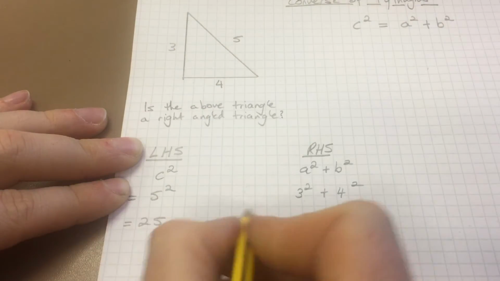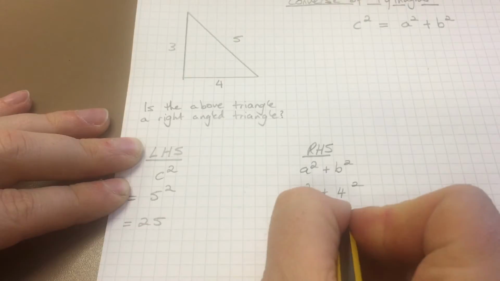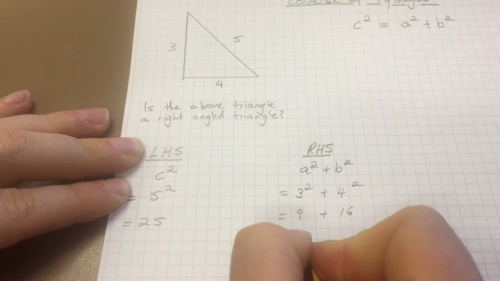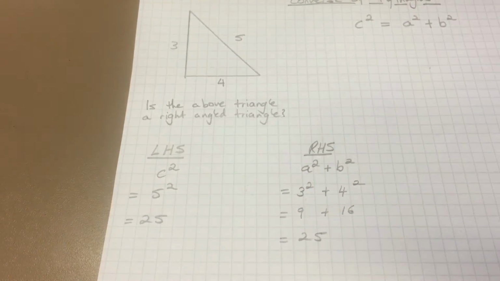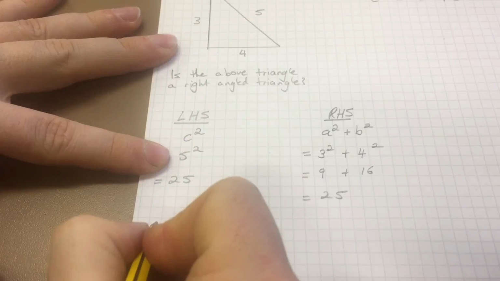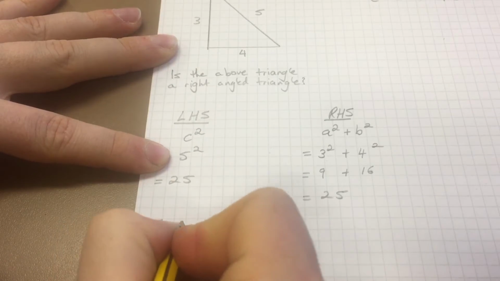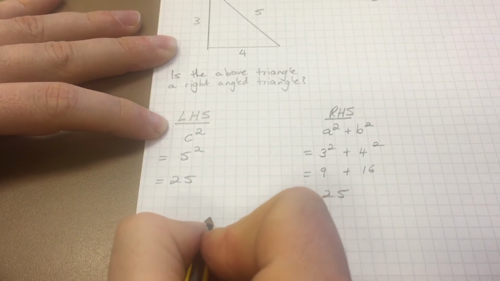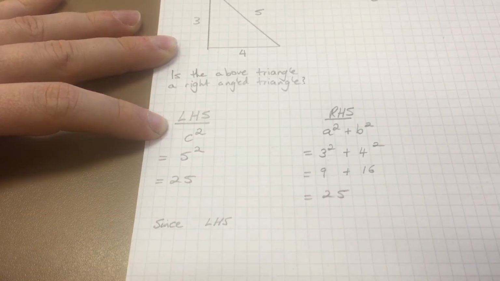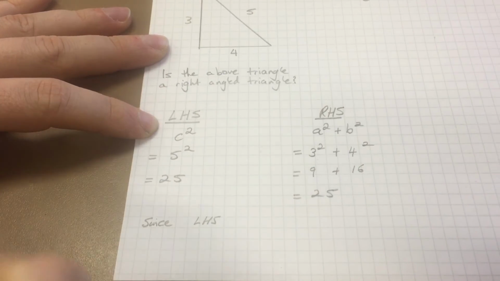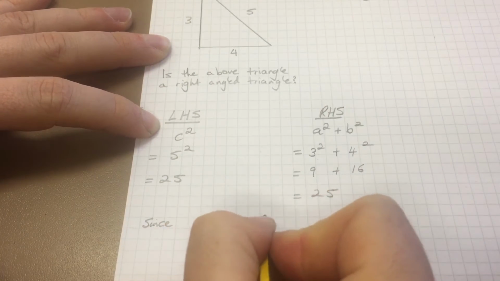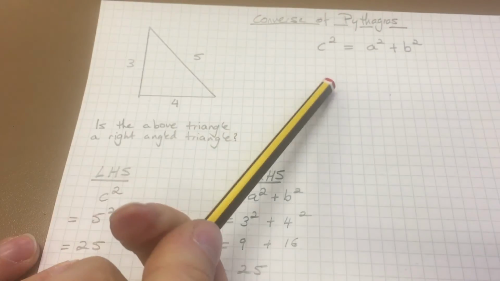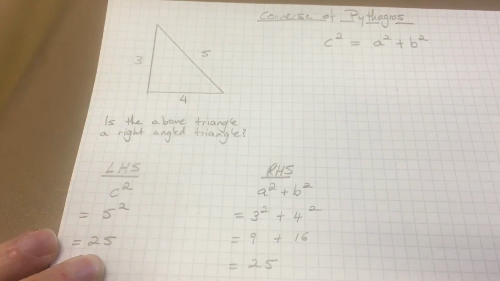Now 3 squared is 9, 4 squared is 16, and that also adds up to 25. Now, since the left-hand side of my calculations is equal to the right-hand side, we know that Pythagoras' equation has worked for this triangle.